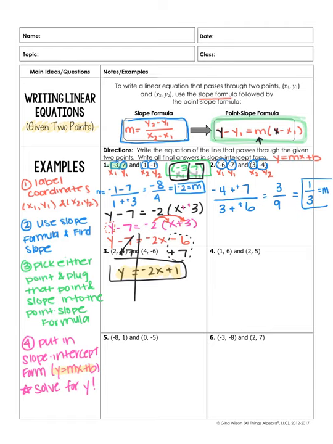Third step says pick either point and plug that point and the slope into the point slope formula. I'm going to pick the first one again. I always pick the first one. So I'm picking the point negative 6, negative 7. So in my formula, that would be the x1 and the y1. So these are the pieces I'm using, and I'm plugging it into the point slope formula.